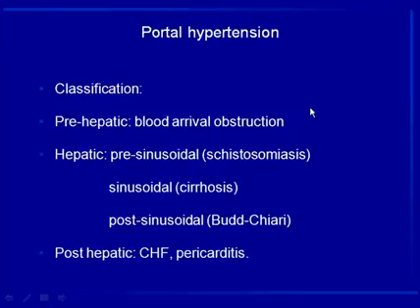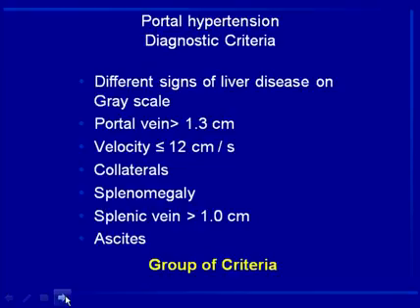The portal hypertension classification: pre-hepatic blood arrival obstruction, hepatic portal hypertension. Schistosomiasis is an example of pre-sinusoidal cases of portal hypertension. Sinusoidal is caused by cirrhosis, and post-sinusoidal is caused by Budd-Chiari Syndrome. The post-hepatic portal hypertension is caused in cases of pericarditis and chronic heart failure.